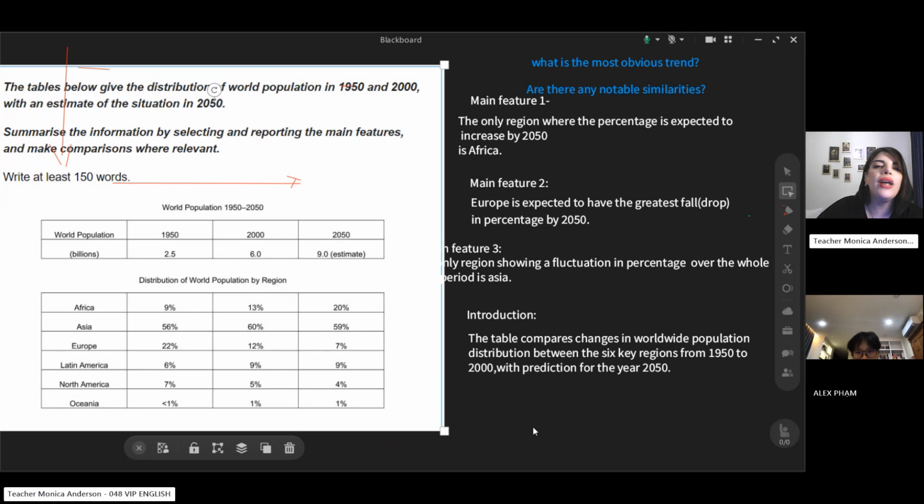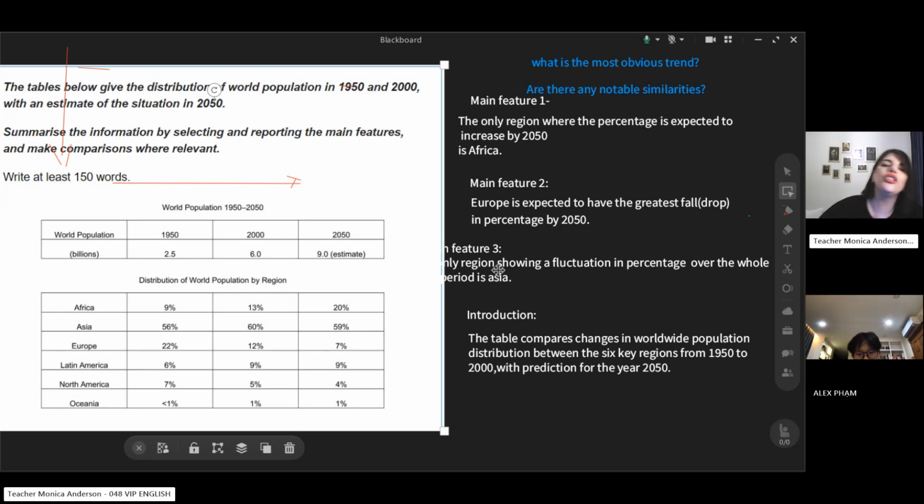And how about the third one? Exactly the same again. So, for example, the only continent showing a fluctuation in percentage contribution over the whole period of time is Asia. So we only repeat our main features, exactly the same. If you want, you can change again. But here we have good structures and acceptable vocabulary, so you don't need to change, you can exactly write your main features, and this is your overview, right?